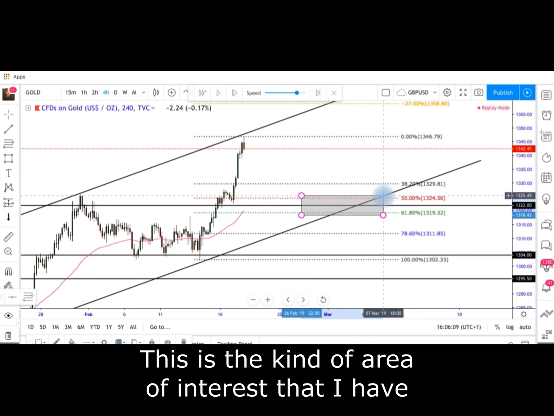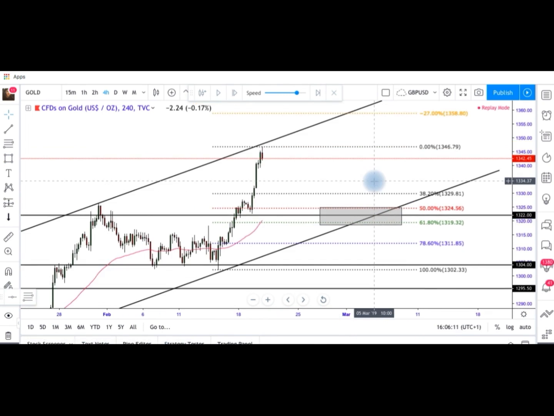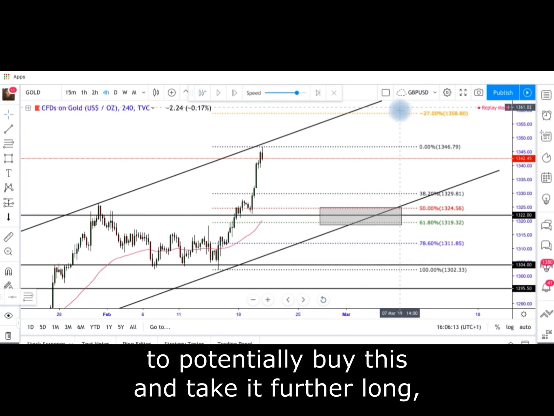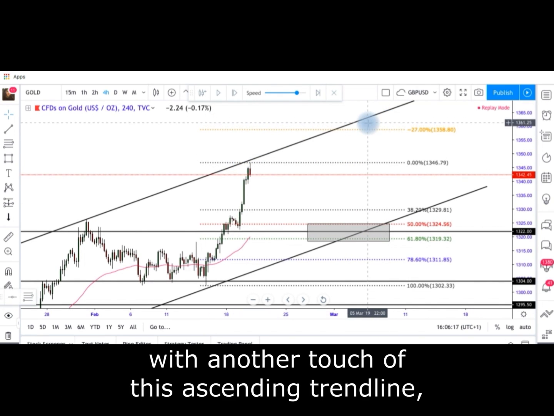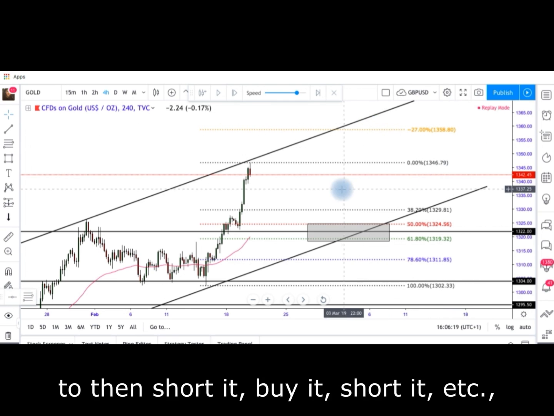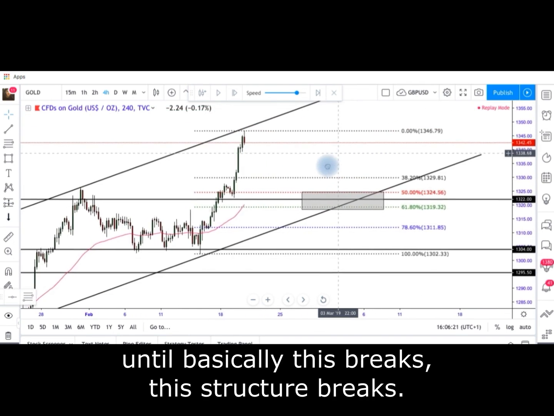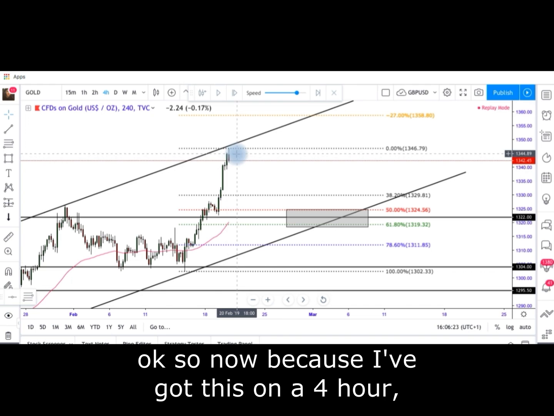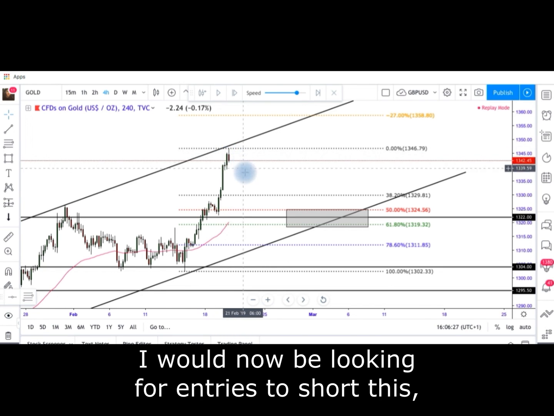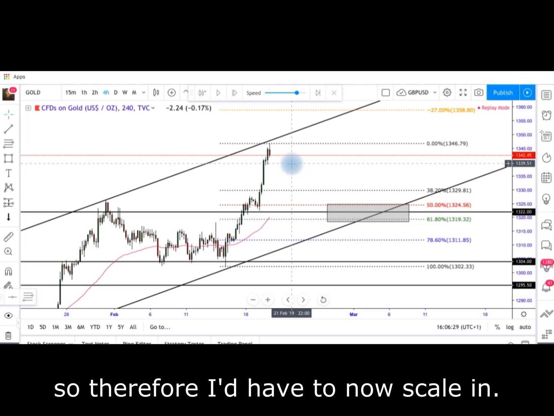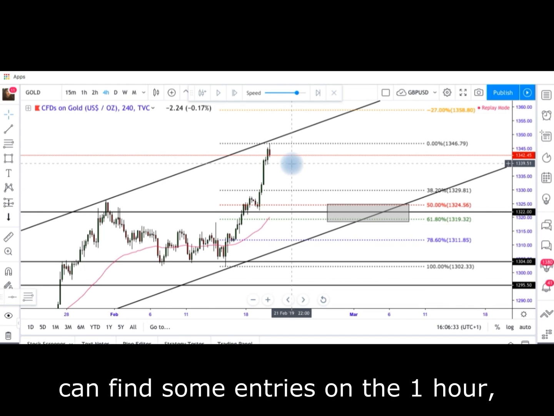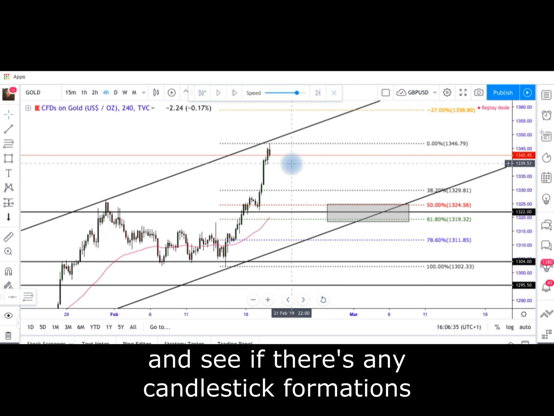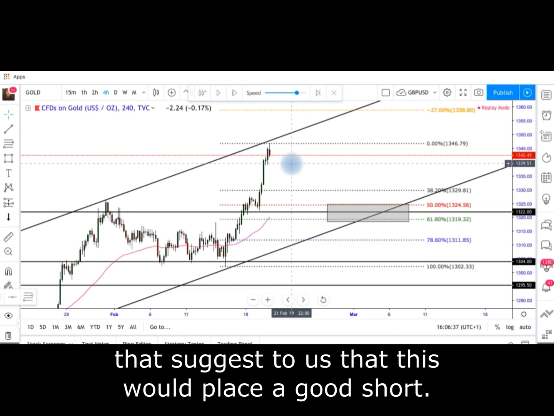This is the kind of area of interest that I have to potentially buy this and take it further long, back up to here and provide myself with another touch of this ascending trend line to then short it, buy it, short it, etc. until basically this structure breaks. Okay, so now because I've got this on the 4 hour, I would now be looking for entries to short this. So therefore I'd have to now scale in. So let's scale in and see if we can find some entries on the 1 hour and see if there's any candlestick formations that suggest to us that this would place a good short.